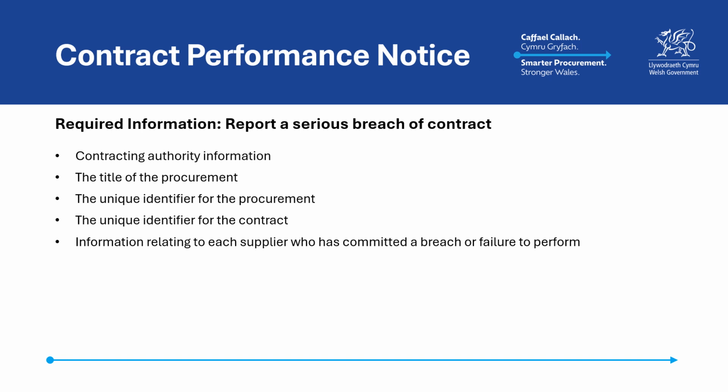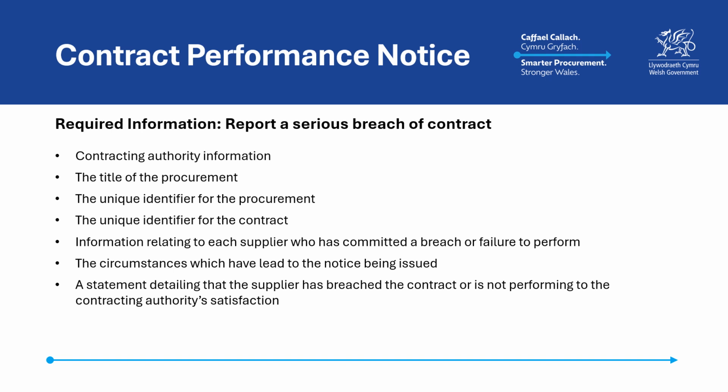information on the circumstances of the breach or failure to perform which has led to the notice being issued, a statement that the information is being published because the supplier has breached the public contract and the breach resulted in one of the events referred to in the Act, or that the supplier is not performing a public contract to the contracting authority's satisfaction.